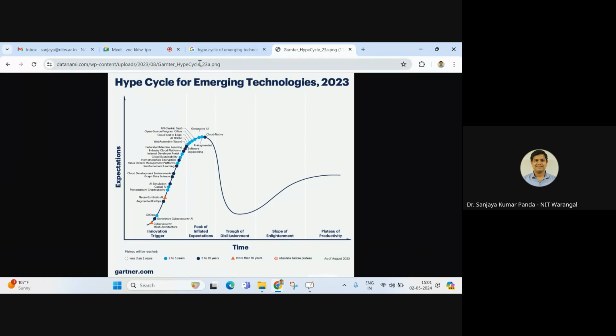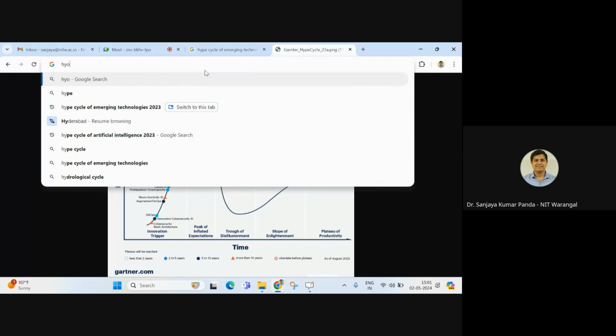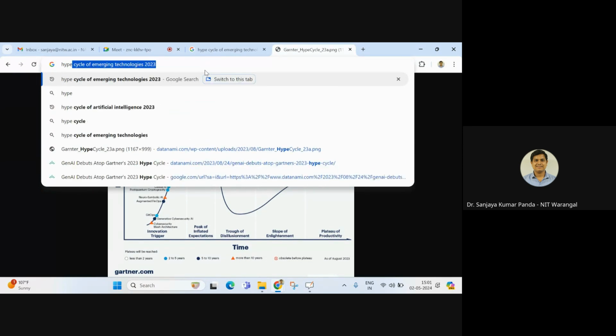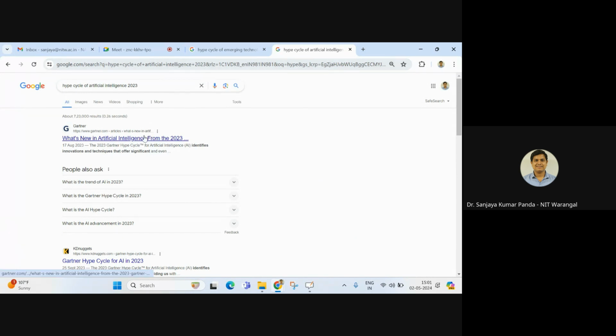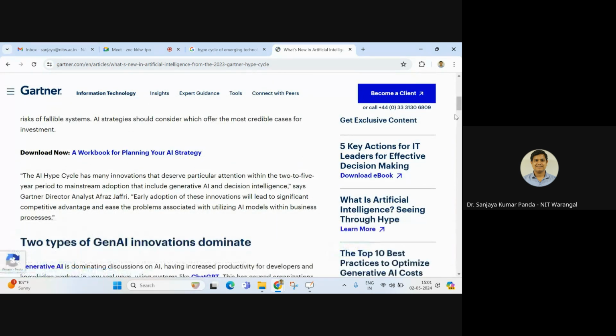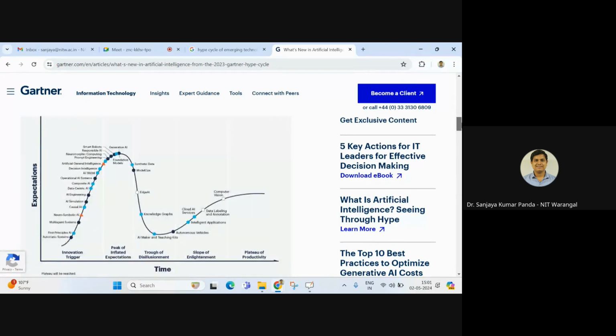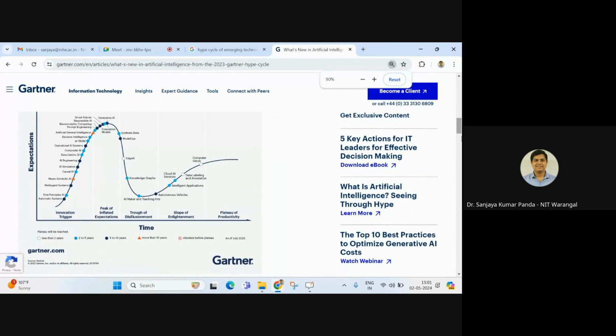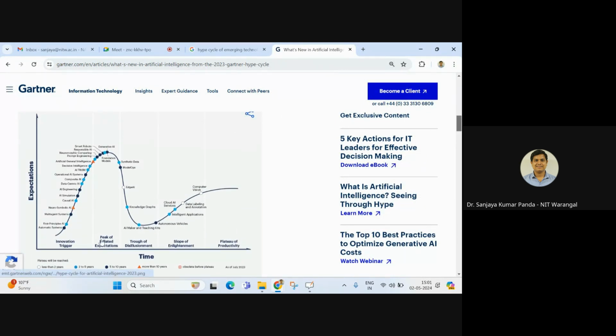Similarly, I'll show you another hype cycle. If you type into Google hype cycle of artificial intelligence 2023, you'll get another hype cycle. Here all the technologies are related to AI. Similarly, in your respective area, you should try to search for the technology. Here you can see this is related only to AI. You can see the generative AI position, which is 5 to 10 years.